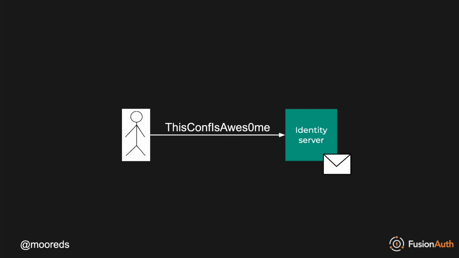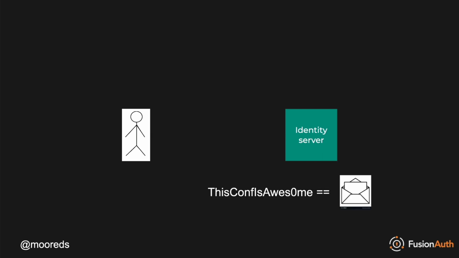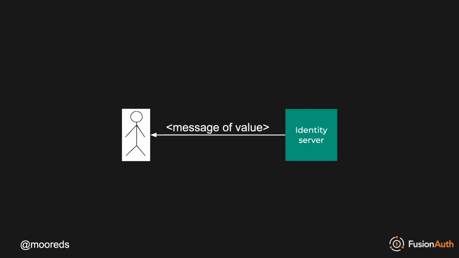So what we do is we pass up the unenveloped string, along with whatever else we need to say, hey, this is us. Then the identity server can open up that envelope and see that the string that was passed in the first interaction is the same as the string passed in the second interaction. Assuming we're able to keep that secret safe as the stick figure, we know that it is the same entity. So then we can pass back whatever message value we need to pass back.